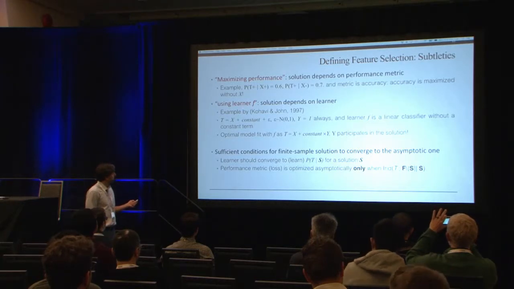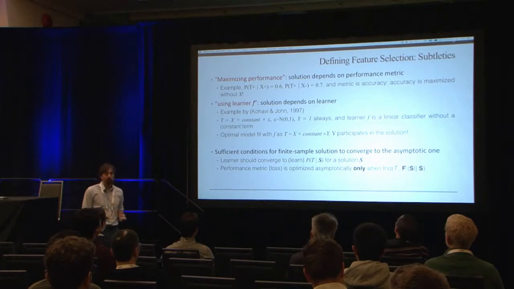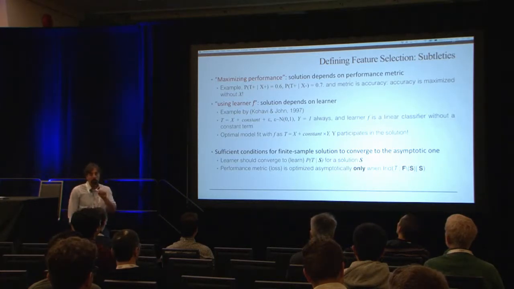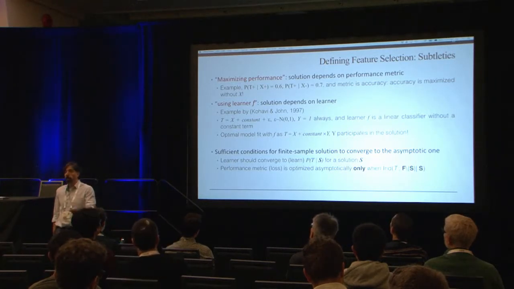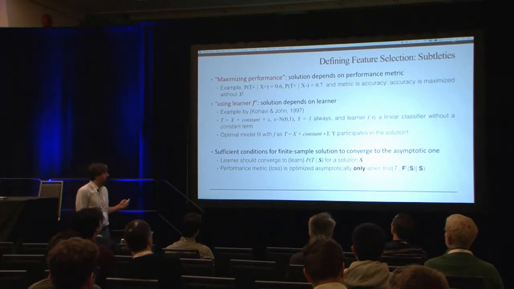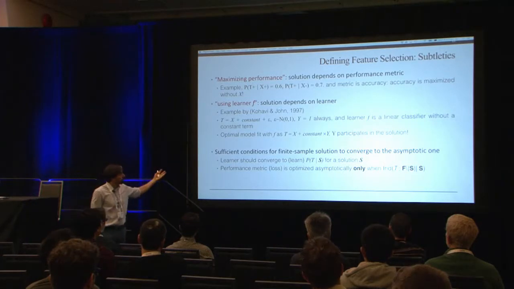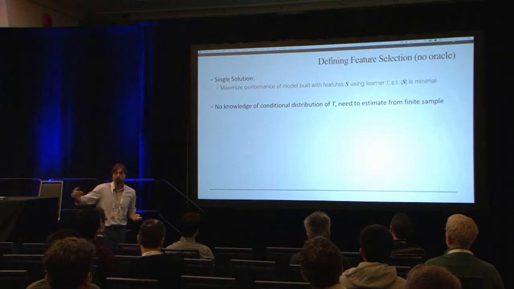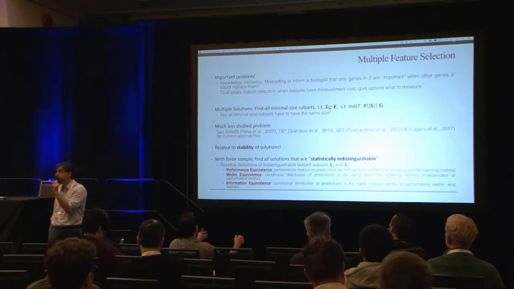Another point is the solution depends on the learner that you use. If your learner is naive, it cannot correctly model the probability of T given S, then you have a problem. You may find things that look weird as solutions. Kohavi and John gave a problem where you have a constant variable, which obviously you don't need, it doesn't carry any information, but because you use a really naive classifier, you need Y for optimal prediction, and that created a lot of confusion. But if one uses a learner that can actually learn the conditional distribution of T and uses a performance metric that is optimized only when the independence holds and not otherwise, then solving this problem is going to give the asymptotic solution.